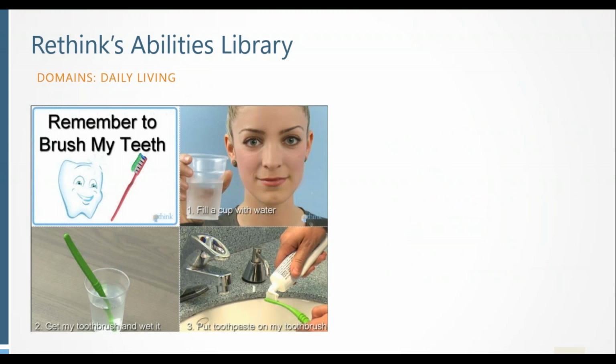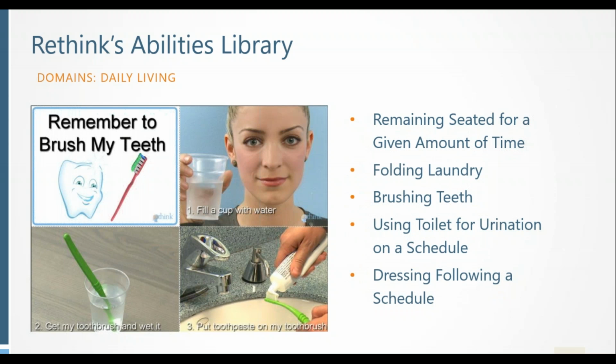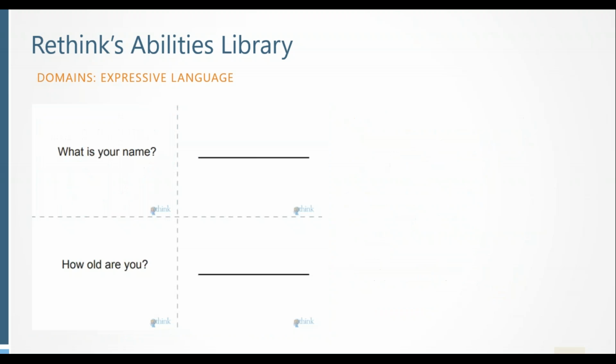The next domain we'll look at is daily living skills. Areas in daily living are household, pre-vocational, and self-care. Some of the lessons you can find in Rethink are remaining seated for a given amount of time, folding laundry, brushing teeth, using toilet for urination on a schedule, and dressing following a schedule.